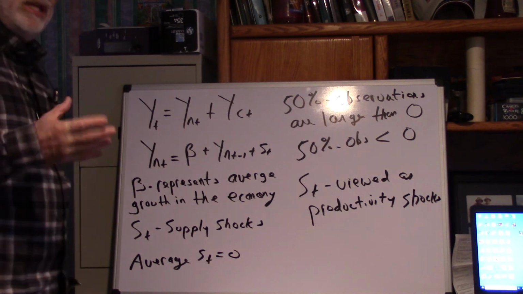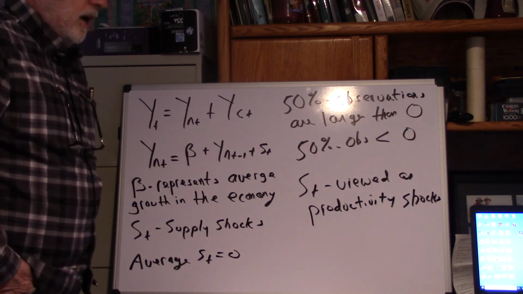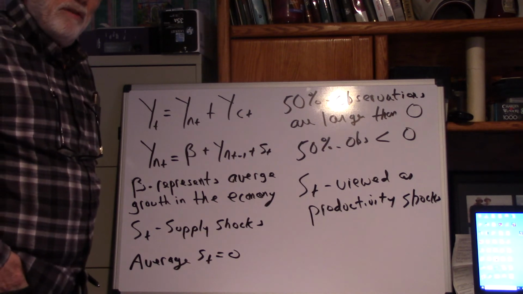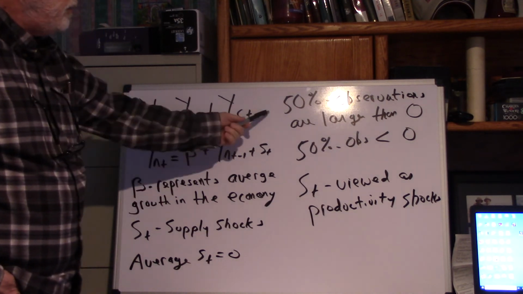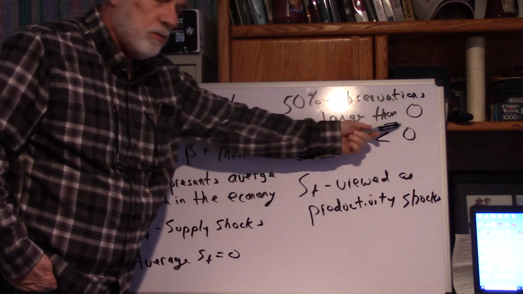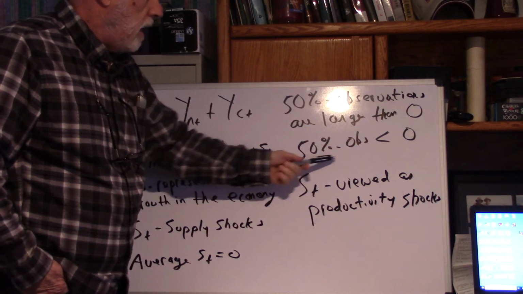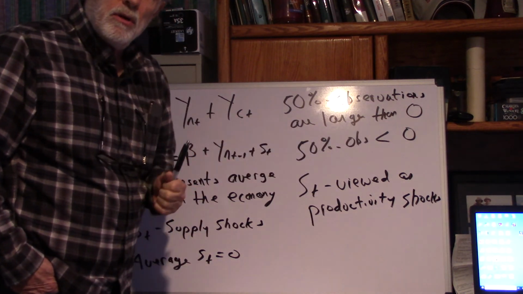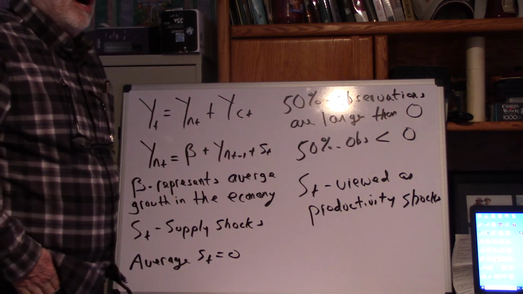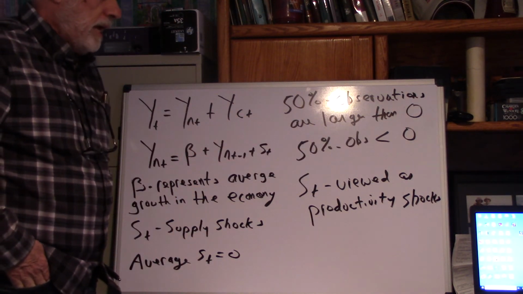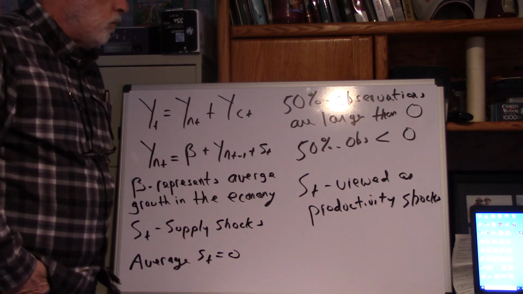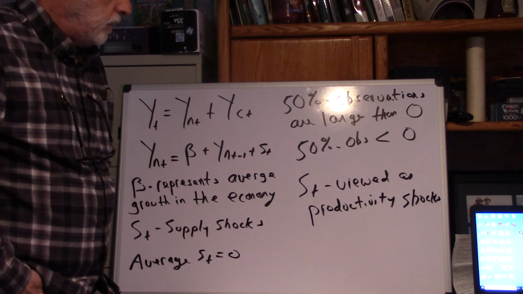So st has certain characteristics. Its average value is 0, and then 50% of the time observations of st are larger than 0, and 50% of the time observations (obs for observations) are less than 0. So what we're going to see is the cyclical component of output actually has a random component to it. It's kind of wavy looking, but we'll be plotting that in a little bit.